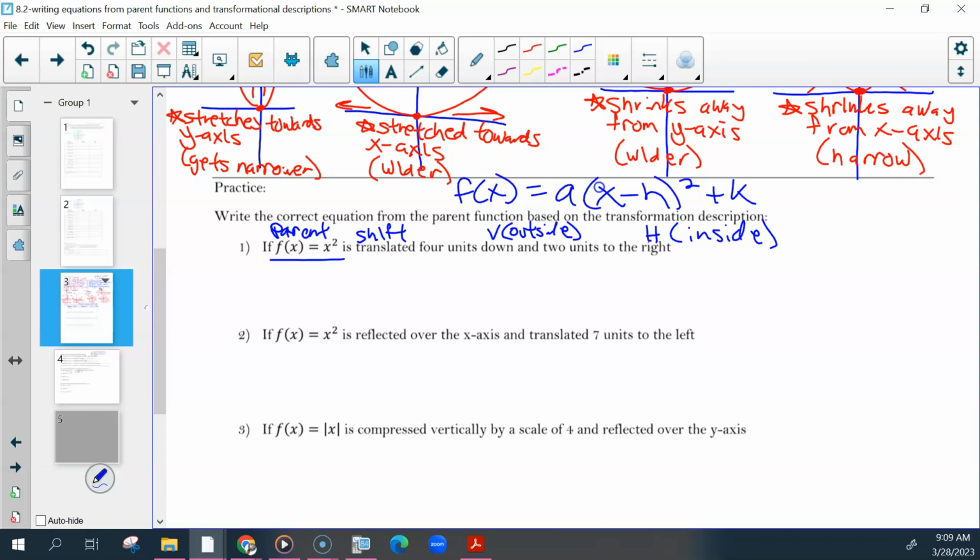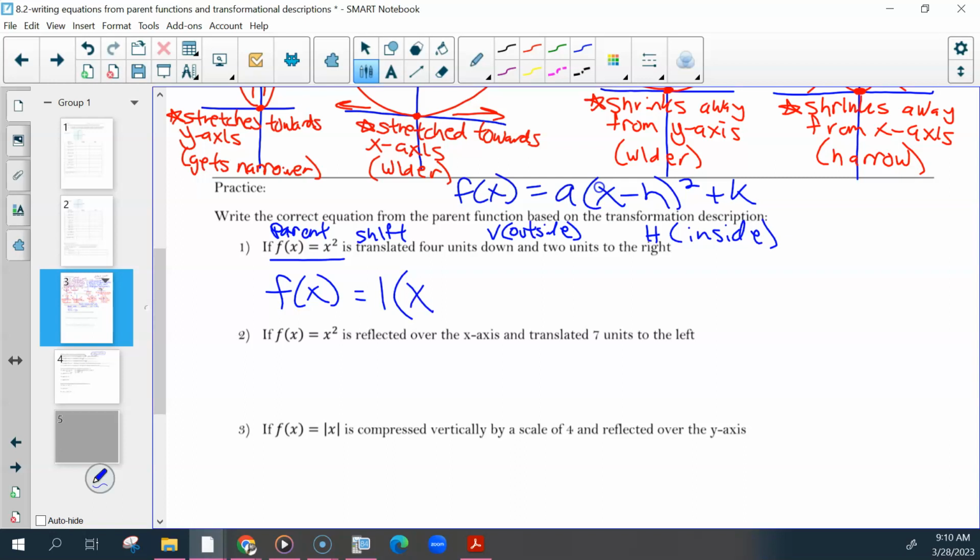So we would start this off, f of x equals. The a would be if we have a vertical stretch or compression. Do we have any of those? No. So our a can just be 1. You can write the 1, or you don't have to write the 1. Doesn't matter. The x value will always be there no matter what.